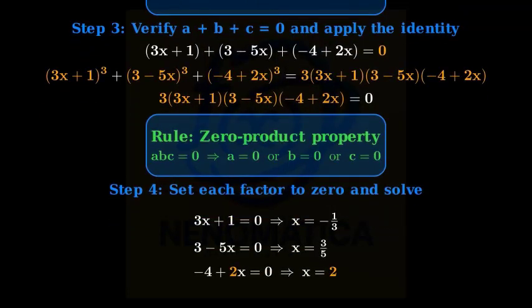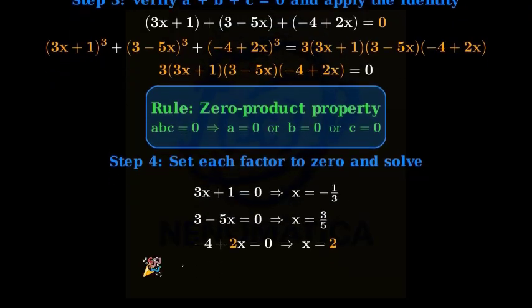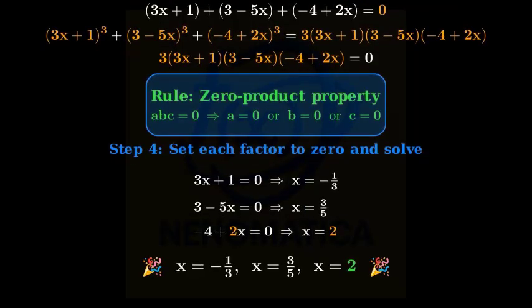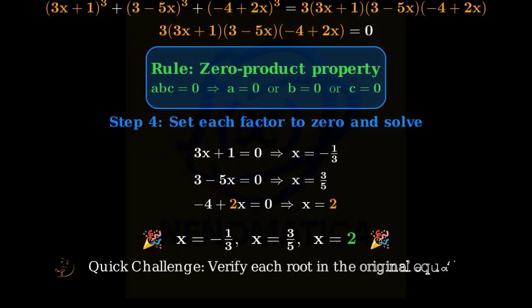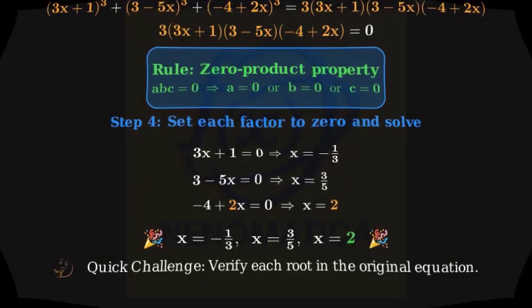Great work! The solutions are x equals negative 1/3, x equals 3/5, and x equals 2. Quick challenge. Substitute each solution into the original equation to verify it holds true. Take a moment to check.